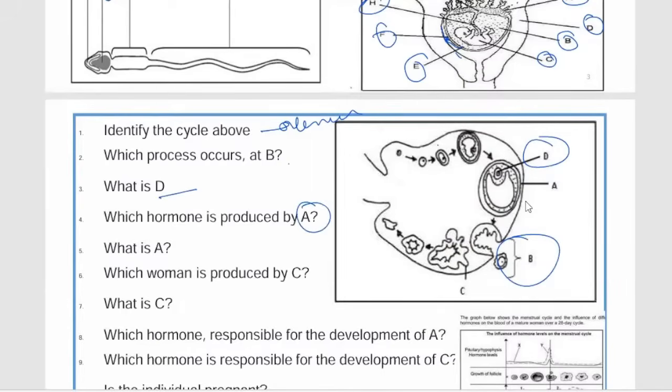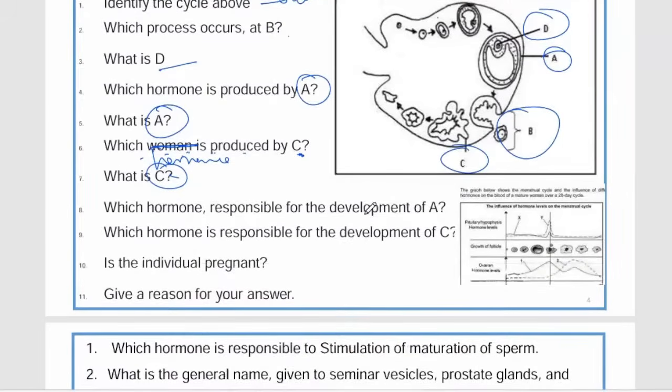And then they are saying which hormone is produced by structure A? Structure A is Graafian follicle, therefore it is going to be estrogen. What is A? That is mature Graafian follicle. Which hormone is produced by C? It is progesterone, and structure C is corpus luteum. It is corpus luteum, so the hormone is progesterone.